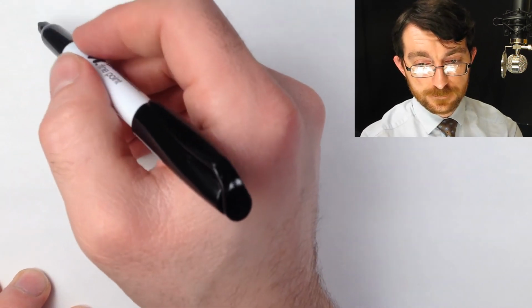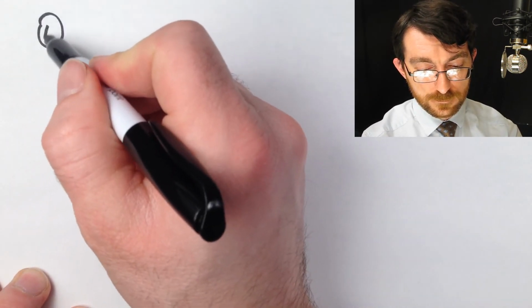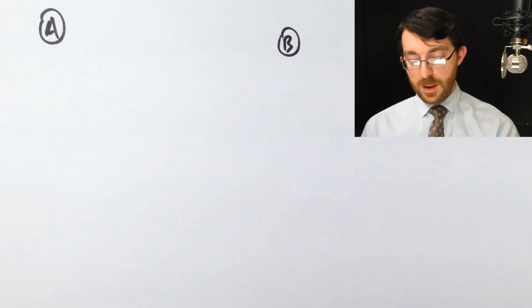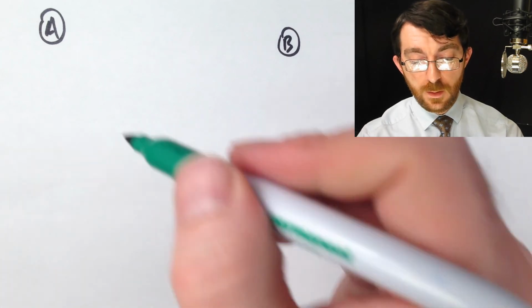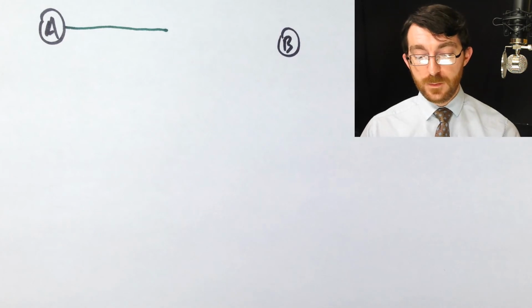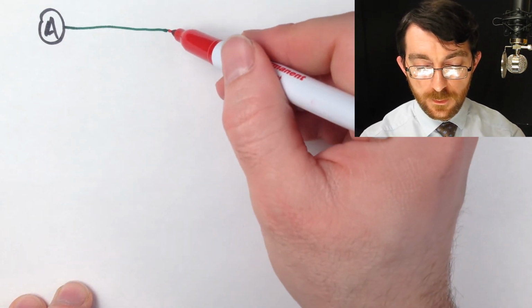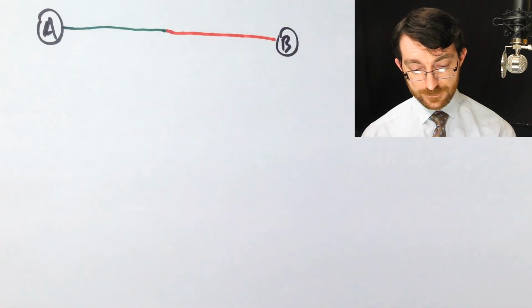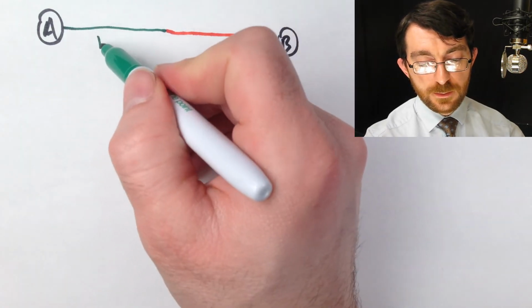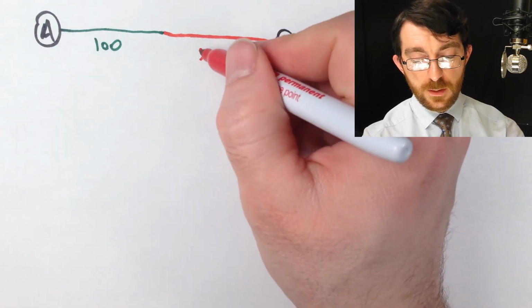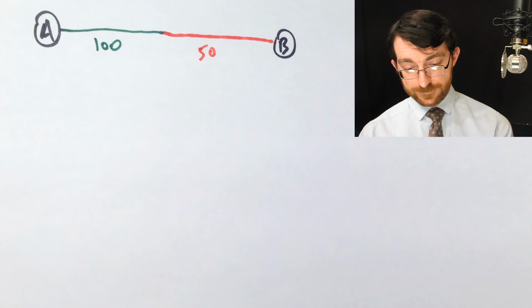Okay, let's redo this scenario, but this time let's remove the choice. Point A to point B. You must travel on the green road, and then you must travel on the red road. No choice. The green road can still carry 100 cars per hour, and the red road can only carry 50 per hour.